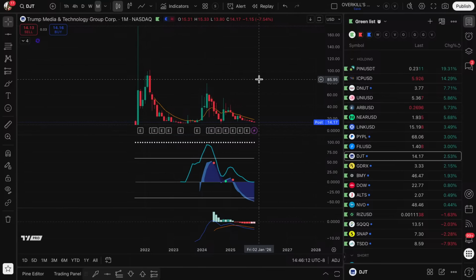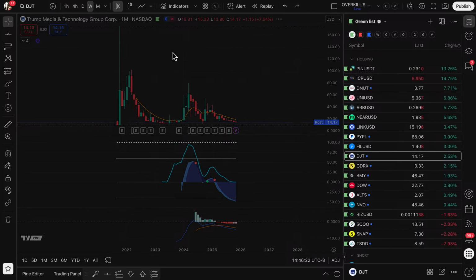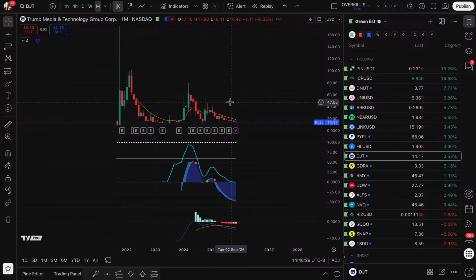That green dot on the monthly is going to be a great place to enter. That's all we need to do, just wait for that signal. So down here at 14, if you want, I would just wait for the monthly. Don't jump the gun like I did. I played the weekly right here at like 17, and I'm down 20% on the position. So if you want to look to add to it, I would just wait for the monthly on DJT.